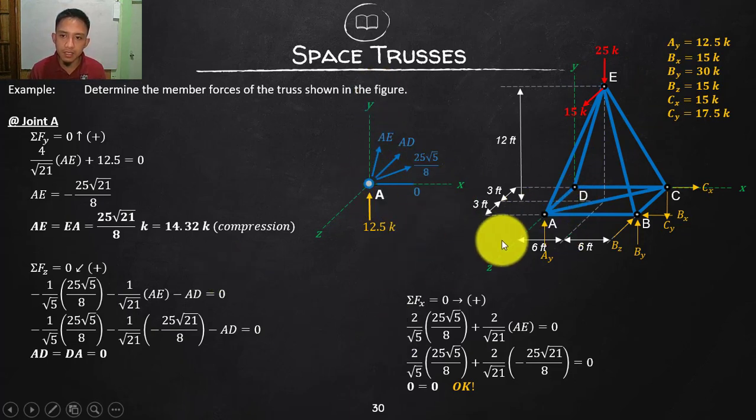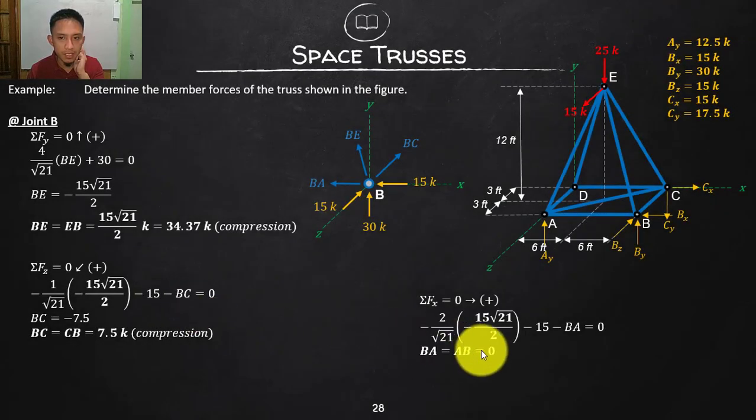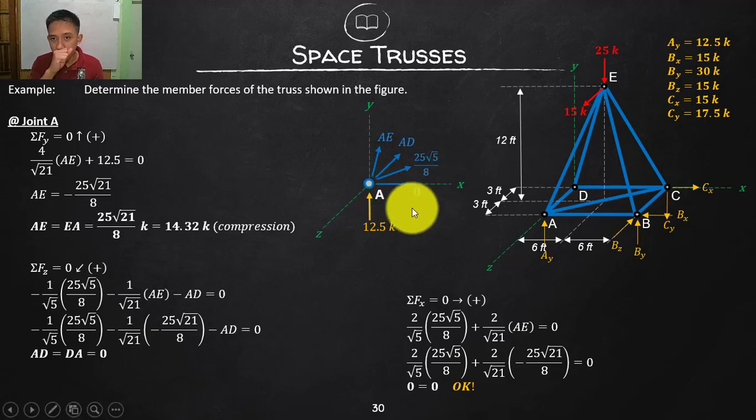These are now again connected. This is the only reaction, which is going up, 12.5. And then we calculated your AB to be 0. Isn't it? AB is a 0 force member. I will not put an arrow there, of course, for us not to be confused. And then of course you have this AC, only inclined along the X and Z axis.